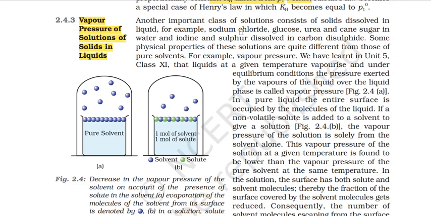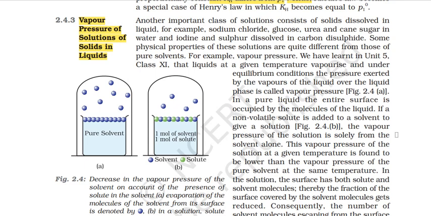In class 11 we have already learnt that liquids at a given temperature vaporize, and under equilibrium conditions, the pressure exerted by the vapors of the liquid over the liquid phase is called vapor pressure. Obviously, liquid phase ke upar vaporize hote waqt jitna pressure apply karega, that is vapor pressure. In a pure liquid, the entire surface is occupied by the molecules of the liquid. If a non-volatile solute is added to a solvent to give a solution, the vapor pressure of the solution is solely from the solvent alone.